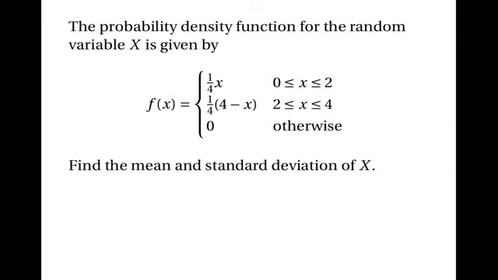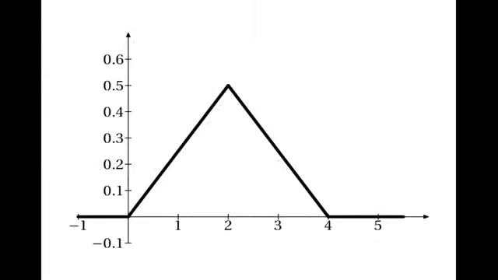Now we could work out the mean using integration, but if you think about what the graph looks like, there's a simpler way of doing it this time. Here's the graph of the probability density function, and the first thing you'll notice is that it's symmetrical. Because it's symmetrical, we can see straight away that the mean must be 2.